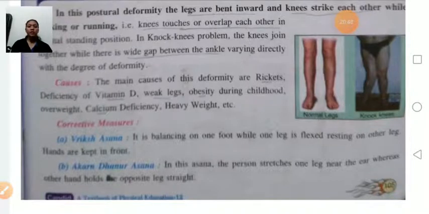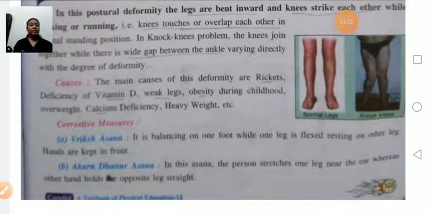The main cause is rickets, deficiency of vitamin D. If the person has deficiency of vitamin D, if he has weak legs, if his legs are not strong, if he was obese during childhood, if he is overweight, then it leads to knock knee. Calcium deficiency, high weight, etc. These are the causes of knock knee.